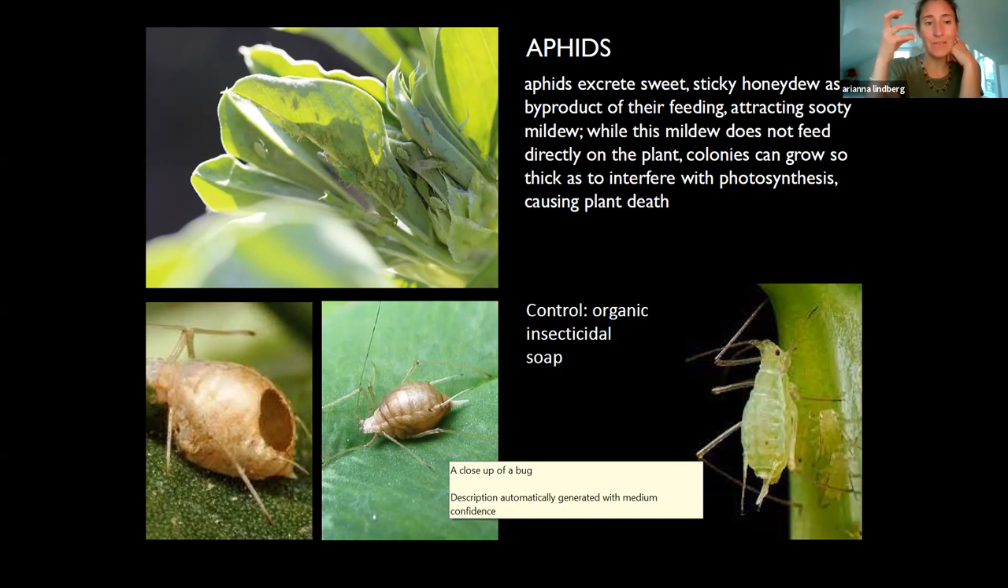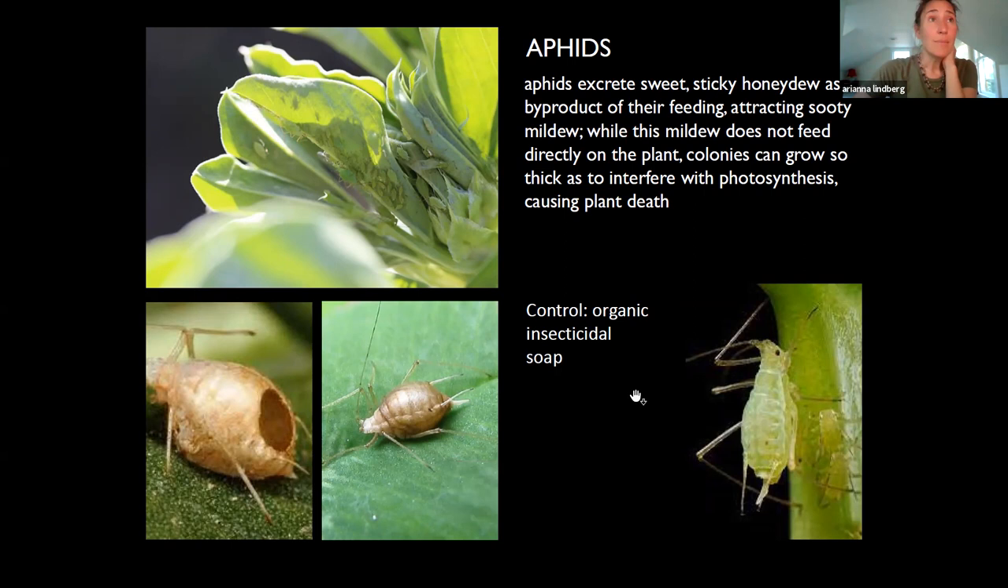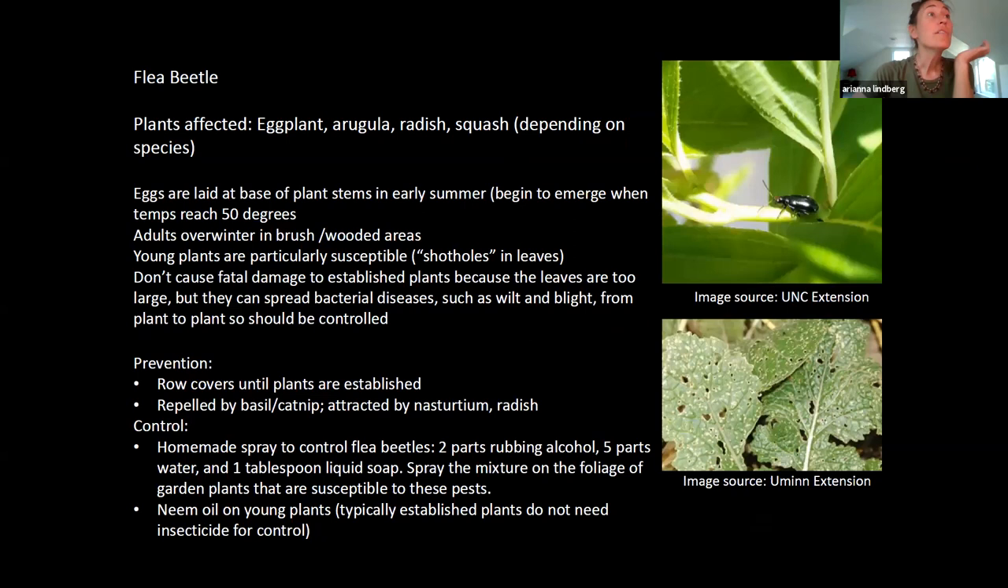The best method, if you have an infestation, is an organic insecticidal soap, which is just a spray, super easy. You just want to make sure that you spray early in the morning so that the plants don't get sunburned. Flea beetles: there are many species of flea beetles, and they will attack numerous different kinds of plants.